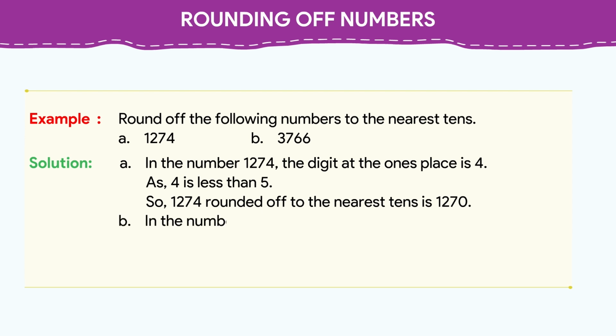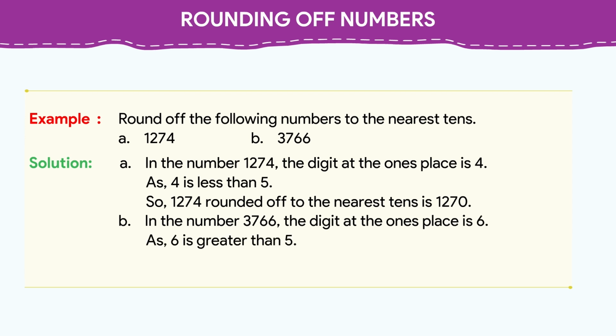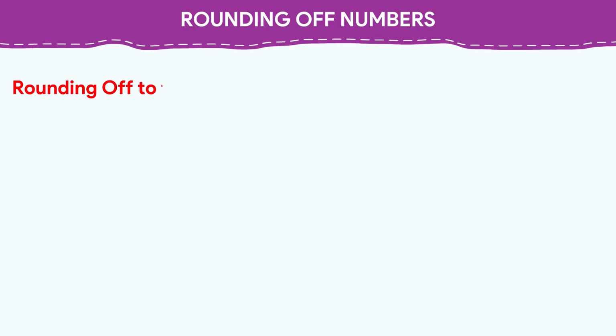B. In the number 3766, the digit at the ones place is 6. As 6 is greater than 5. So, 3766 rounded off to the nearest 10 is 3770.